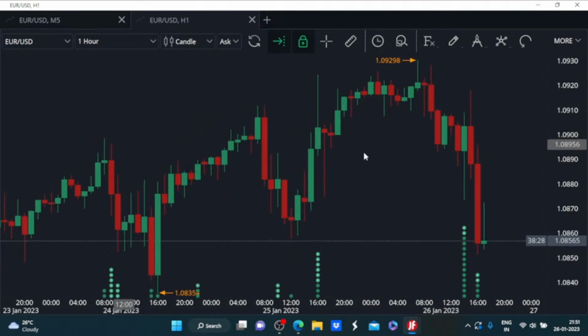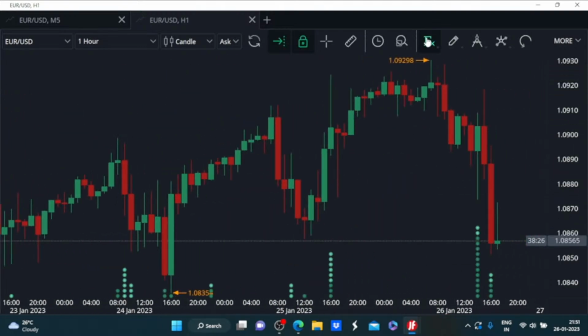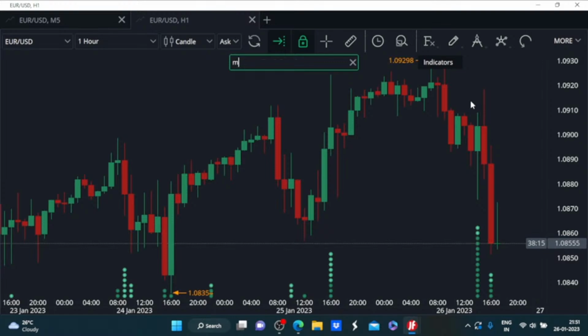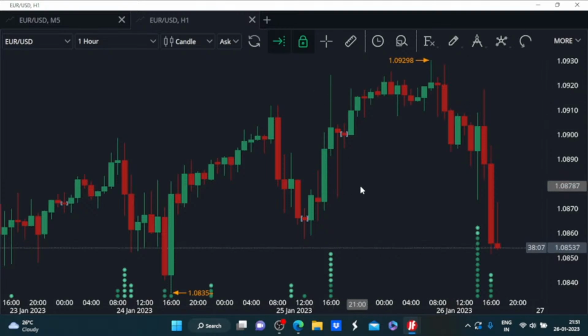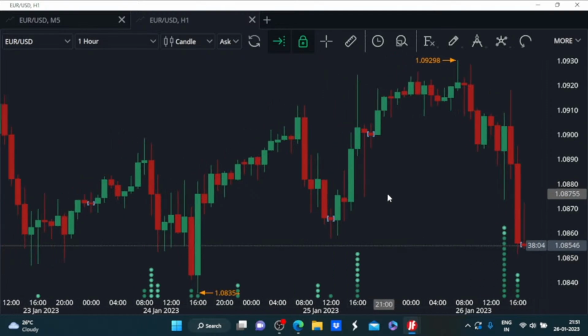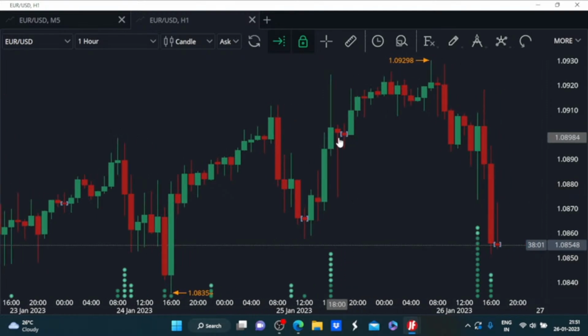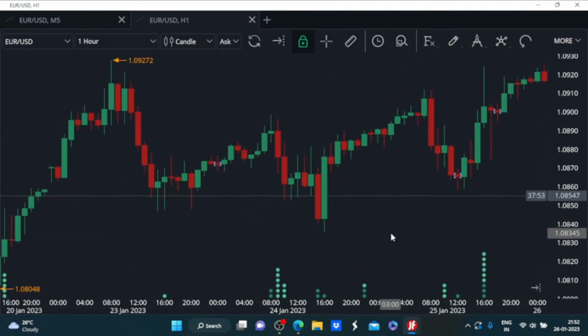Now as the session is dedicated to the pattern recognition, let's add it. You can use these two options, F3 or F4. Let's try this quick search. You type in matching low and here you will have it. If we look at these two candles here, you can see that these lows are fairly close to one another, and these two are also similar. This is also almost identical.